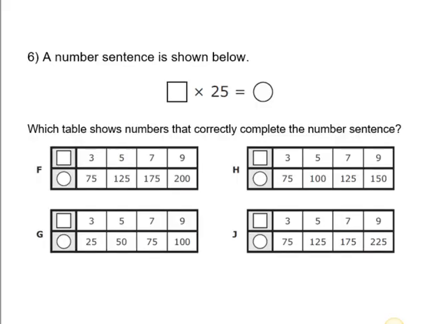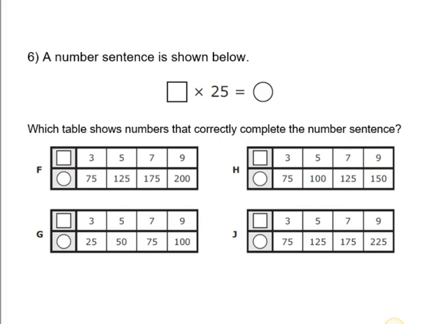Number 6 says, a number sentence is shown below. We have a square times 25 is equal to a circle. Which table shows numbers that correctly complete the number sentence? F, for the square we have 3, 5, 7, 9. The circle is 75, 125, 175, and 200. G, the square is 3, 5, 7, 9. The circle is 25, 50, 75, 100.